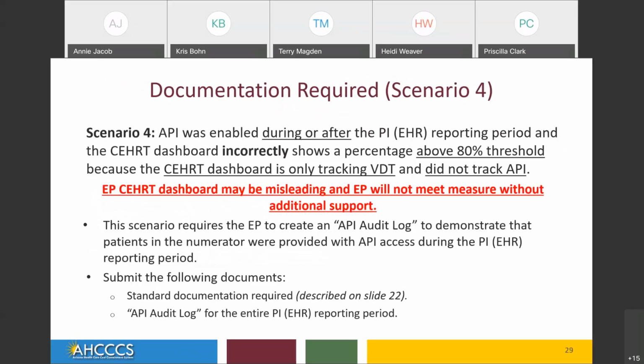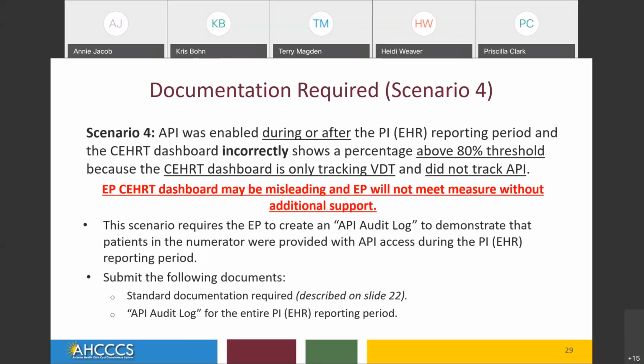So moving to scenario 4. The definition for scenario 4 is that the API was enabled during or after the PI reporting period, and the Cert dashboard incorrectly shows a percentage above the 80% threshold. Because the Cert dashboard is only tracking VDT and did not track API, the EP Cert dashboard may be misleading and the EP will not meet the measure without additional support.